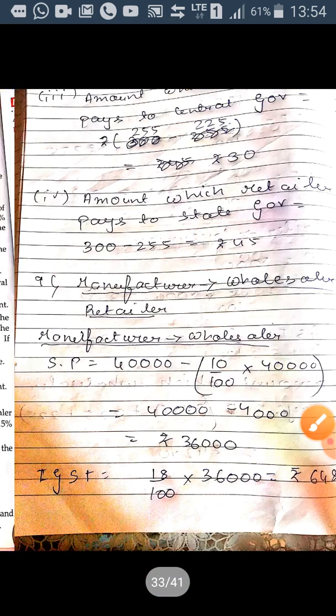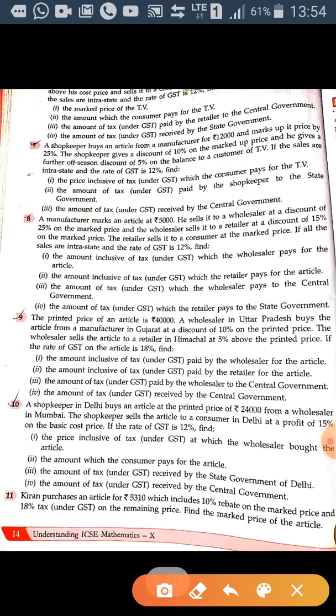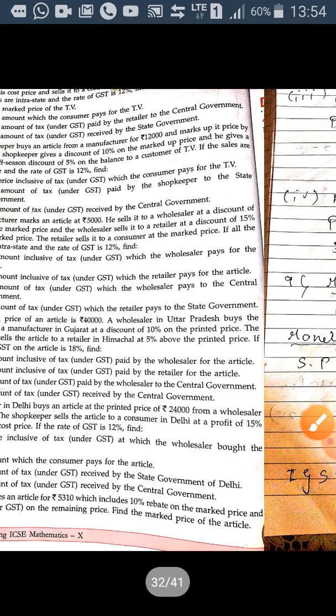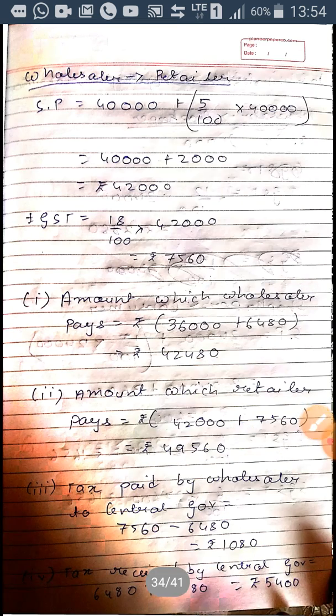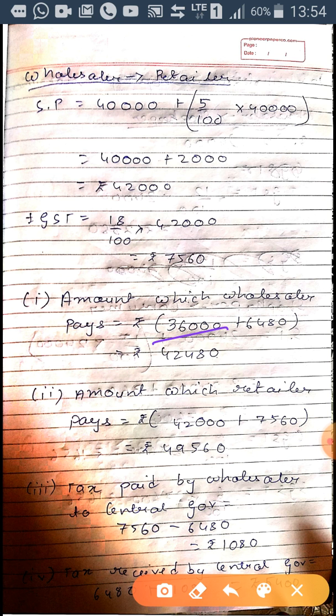Now we will jump to the questions. The first question asks for the amount inclusive of tax paid by the wholesaler for the article. How much does the wholesaler pay for the article? The wholesaler bought it after a 10% discount, which took the selling price to 36,000. So the amount which the wholesaler pays is 36,000 plus the IGST of this transaction, 6480, which is 42480. This is what he had paid at that point of time when he purchased it.